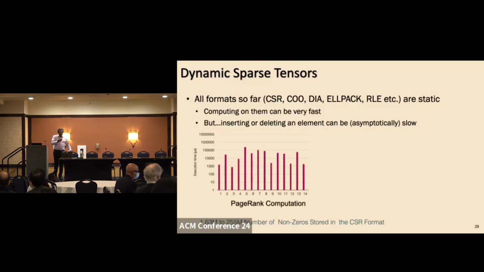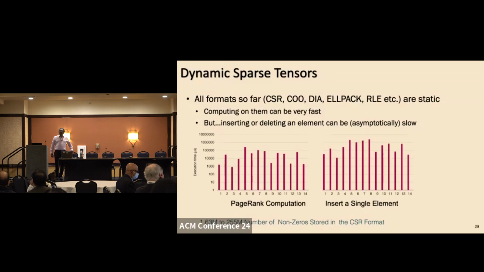Let me show something. This is in fact a log plot, so higher is much slower. This is doing a page rank computation on a bunch of different size CSR matrices. Page rank is a pretty complex computation that involves the entire matrix. But now I said, okay, get that matrix, I want to add one value into that matrix. It's more expensive than doing page rank, because adding one value into CSR means I have to completely restructure, recopy the entire matrix and rechange a lot of things.